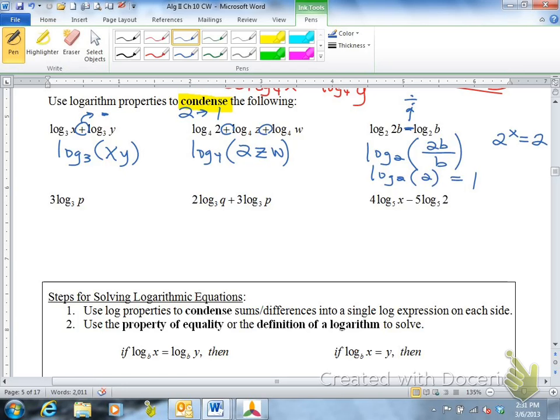On the next one, we can move the coefficient to be an exponent. We have log base 3 of p cubed. And that's all for that one.